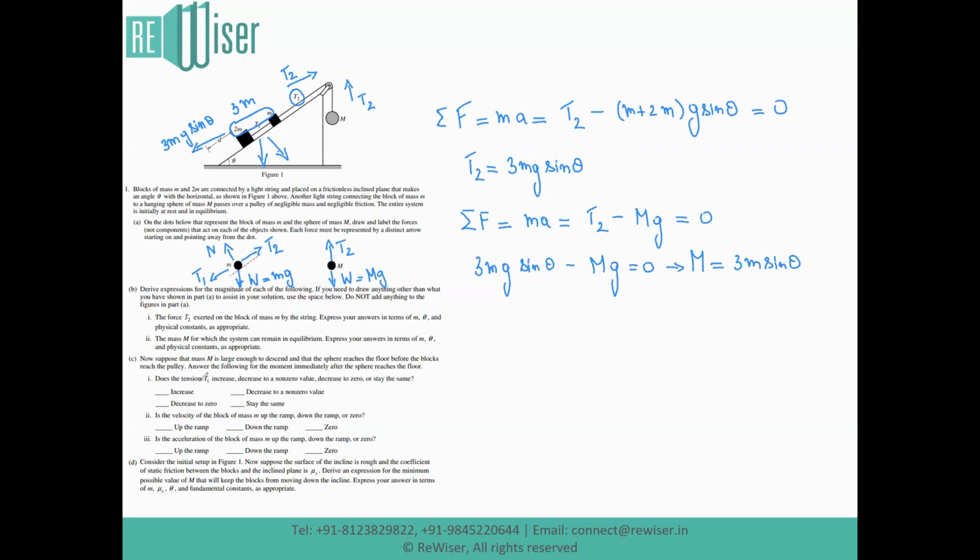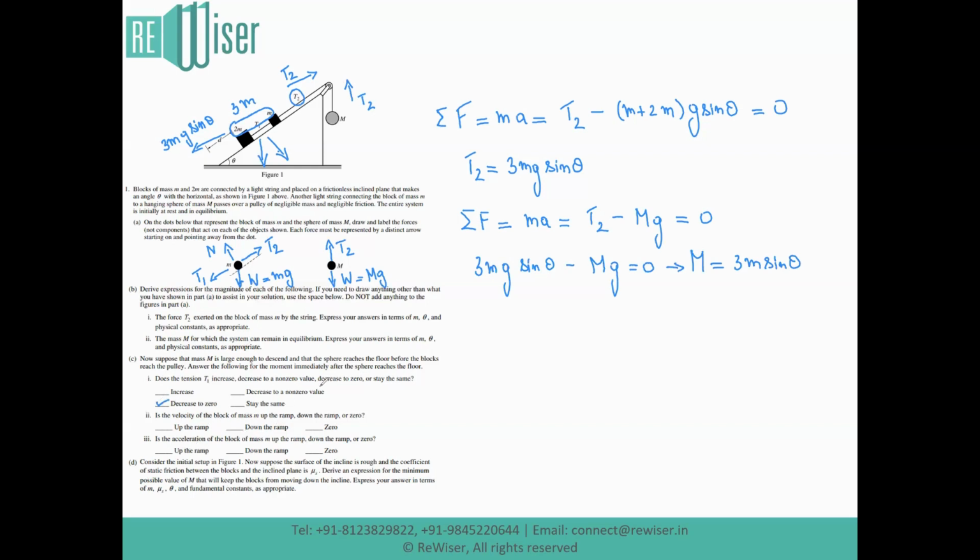Now, due to tension T1, does tension T1 increase, decrease to a non-zero value, decrease to 0, or stay the same? We understand that at the moment immediately after the sphere reaches the floor, the tension T1 no longer exists, which means it will decrease to 0.